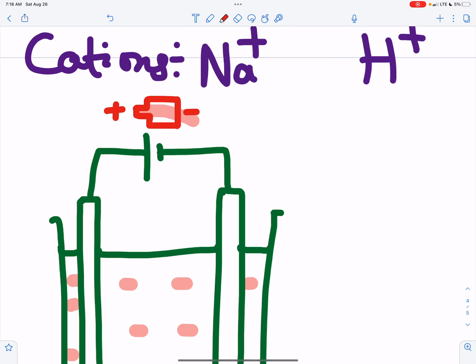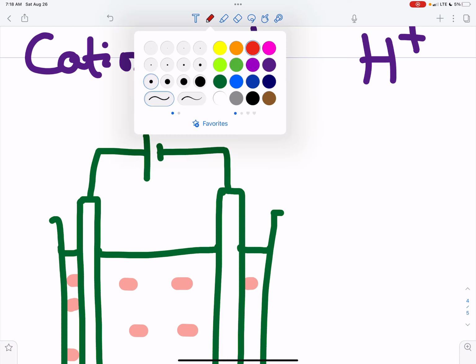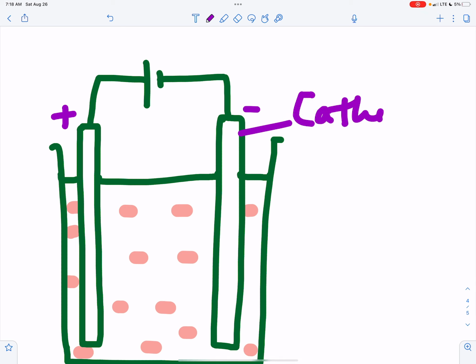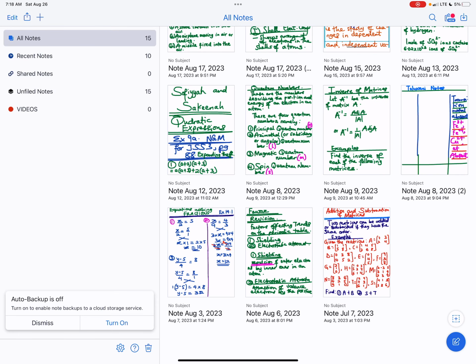Once you do this to the electrolytic cell, the ions will not move in non-directional fashion anymore because the electrodes are now labeled. The electrode connected to the positive terminal of the battery is called the positive electrode, while the one connected to the negative terminal of the battery is called the negative electrode. So this is now your cathode. This is called the cathode here, while this is called the anode.